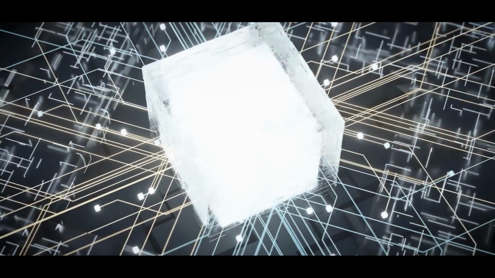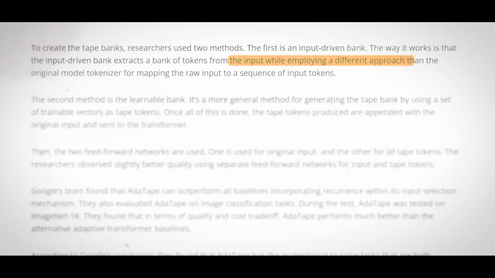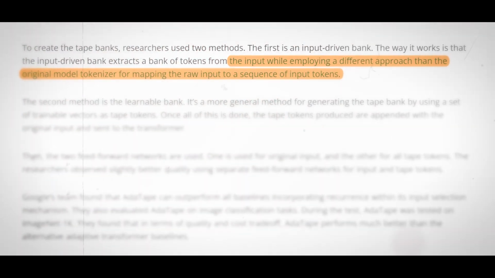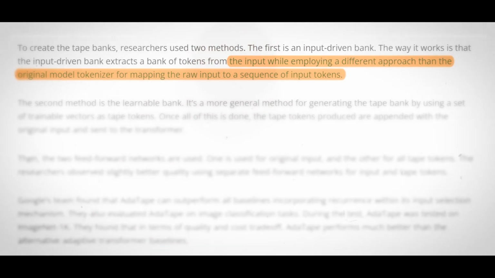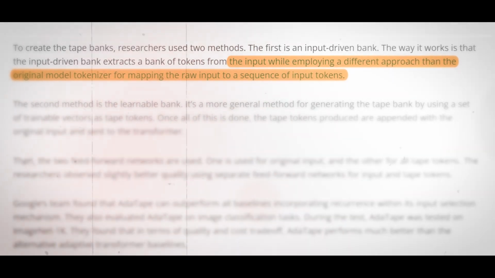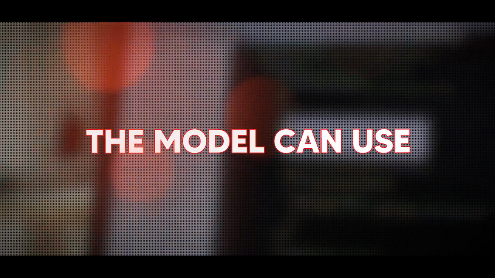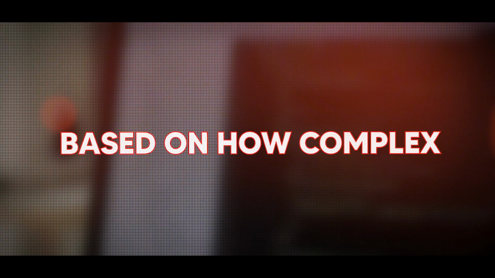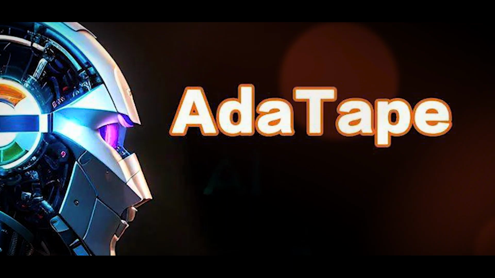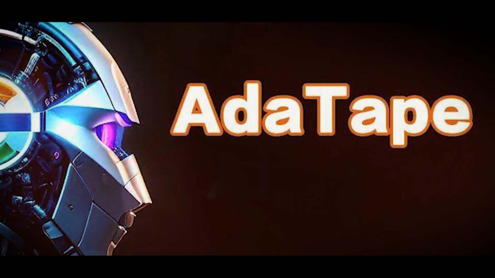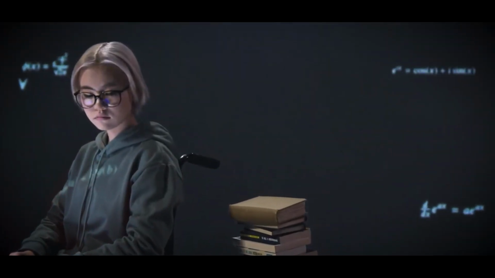So basically, the input-driven bank is all about extracting a bunch of tokens from the input. It's different from the original model tokenizer because it maps the raw input to a sequence of input tokens in a unique way. This allows for dynamic and on-demand access to information from the input, but with a fresh perspective. Think of it as an embedding layer that the model can use to retrieve tokens based on how complex the example is. The learnable bank gives AdaTape a super flexible tape bank, so it can adjust its computation budget depending on how complicated each input is.